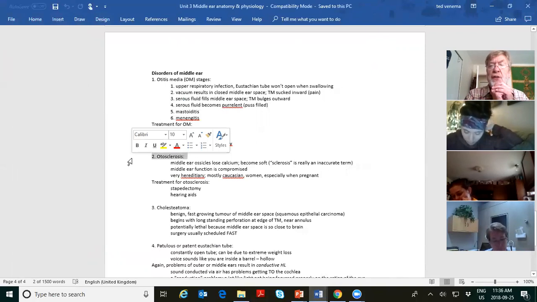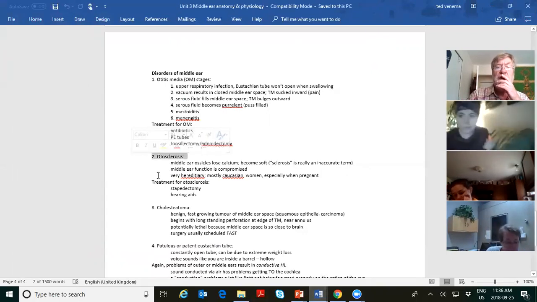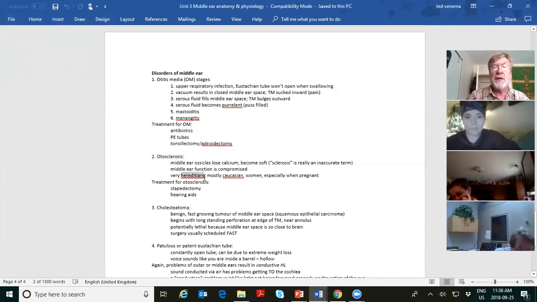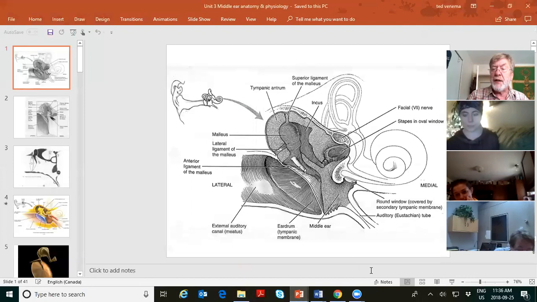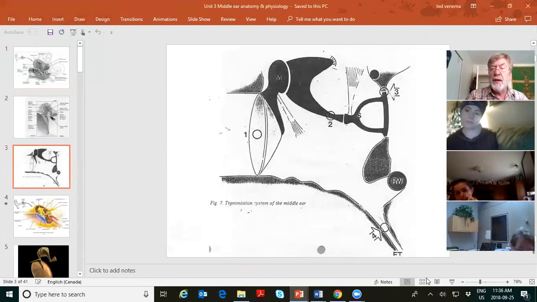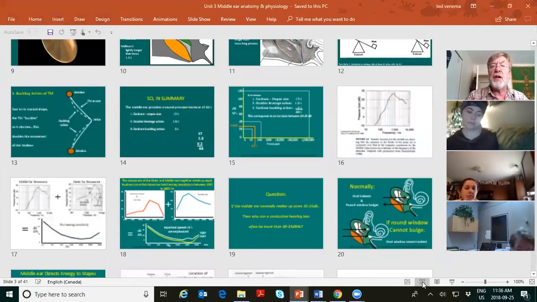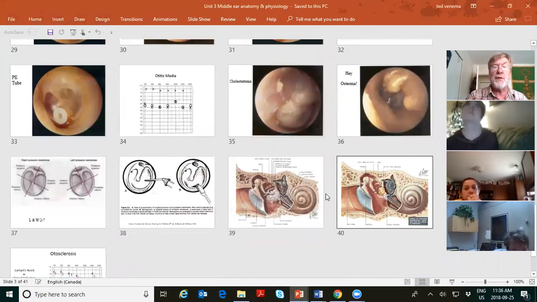Otosclerosis is another pathology of the middle ear. Not as common. It is genetic, hereditary. Okay, notice I spelled hereditary wrong here. Sounds like it's hereditary. Hereditary. Nice going, Ted. Anyway, when you are looking at middle ear anatomy, and we work our way down, I'm wondering if I have a picture of otosclerosis. Yes, I do.